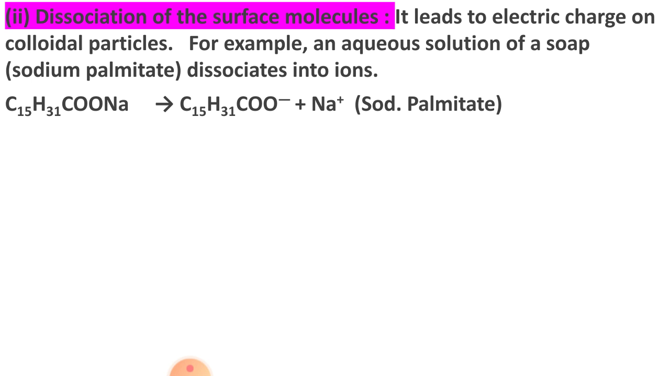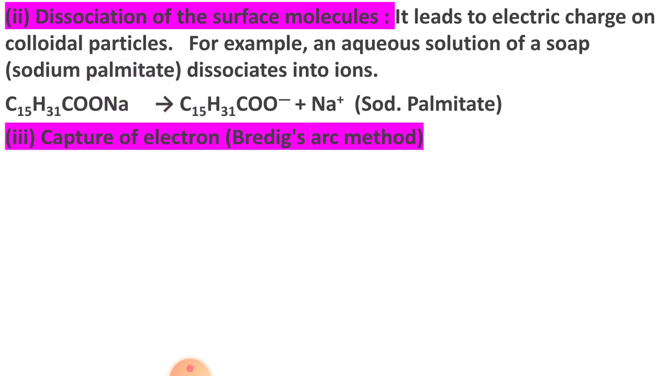Now the Na plus ion passes into the solution, while the C15H31COO minus ions have a tendency to form aggregates due to weak attractive forces present in the hydrocarbon chain. Thus the anions, which are of colloidal size, bear the negative charge. By this way the colloidal particles also develop the charge on the surface.